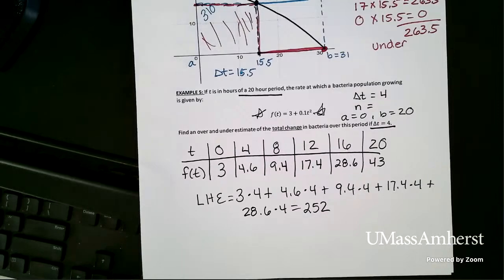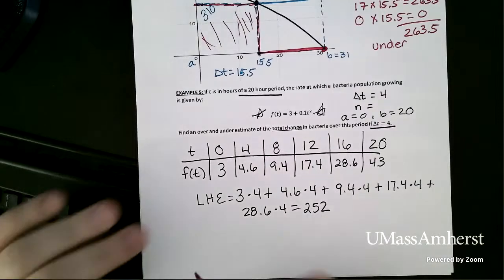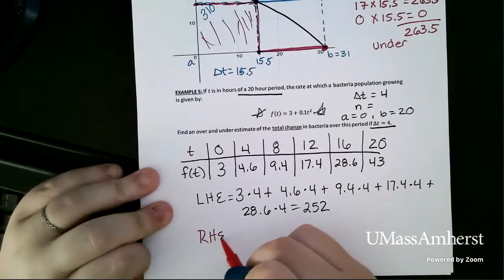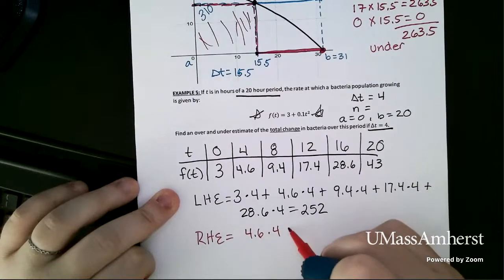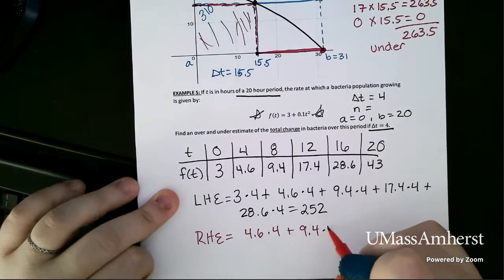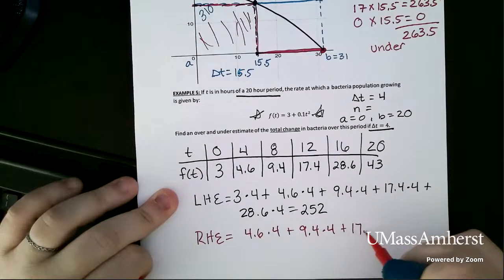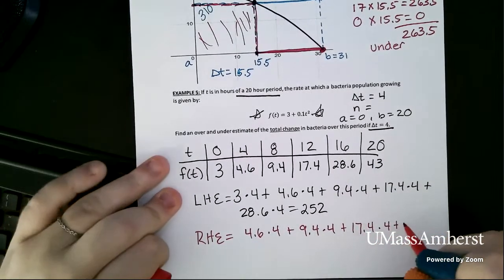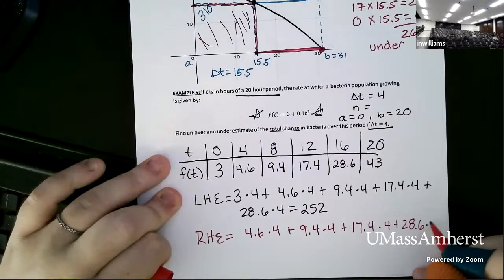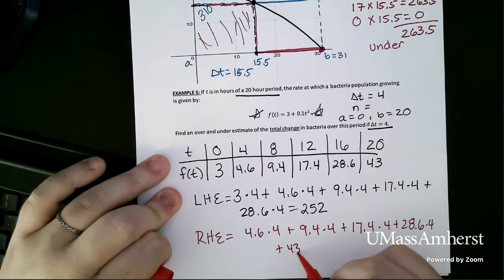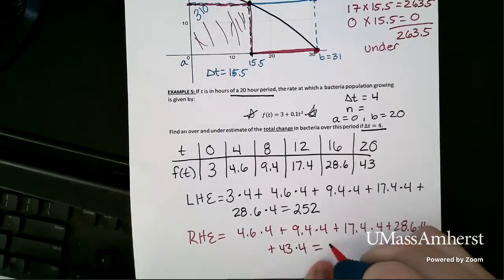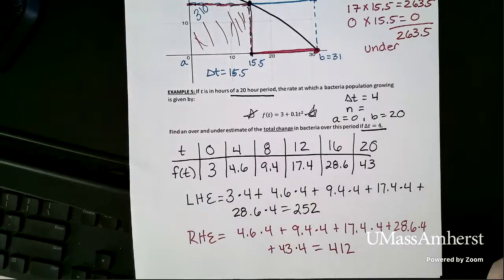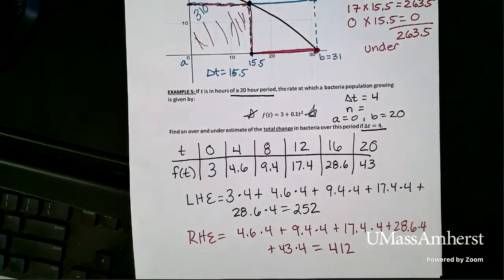And then for our right-hand estimation, we're going to do the same thing, but we're going to be picking the rate on the right. So now we're going to have 4.6 times 4 plus 9.4 times 4 plus 17.4 times 4 plus 28.6 times 4 plus 43 times 4. When I added those all up, I got 412. And so my best estimate is going to be to average those together.